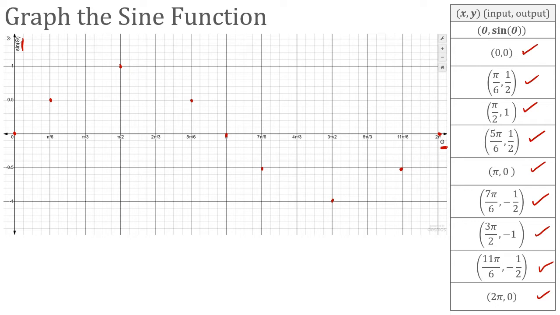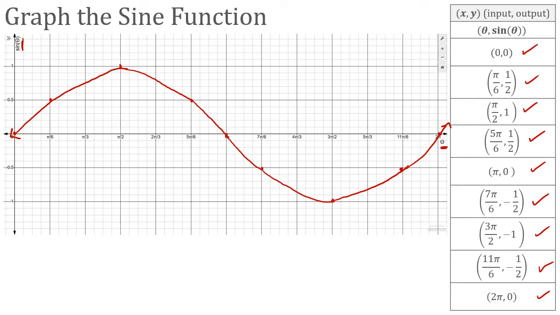Now, we're going to connect those points with a smooth curve. The reason we use a smooth curve and not something linear is that, of course, the unit circle is not linear. It has a curve to it. So it's going to look something like this. And because we've started at 0 and gone to 2 pi, what we have just graphed is one period of the sine function. This is always going to be the picture that you will see if you are graphing the sine function.